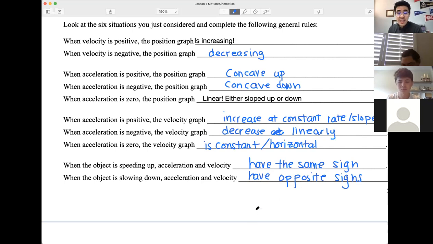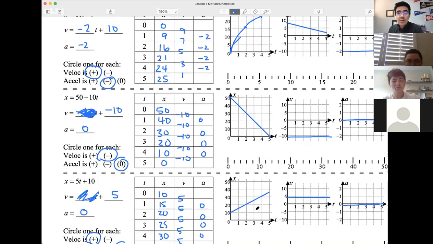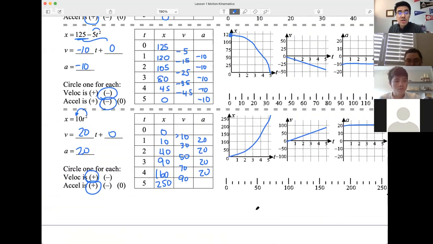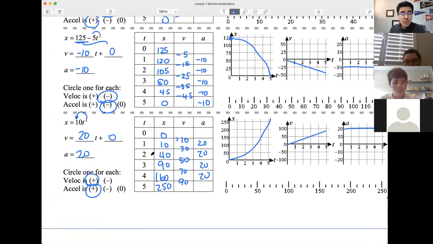So let's look at the graphs that have the same sign then. So graph number 3, right? Graph number 3, velocity and acceleration is positive. That means the position of the function, you can see it's speeding up. The position graph is getting quicker and quicker and quicker. It's sloping upwards faster.